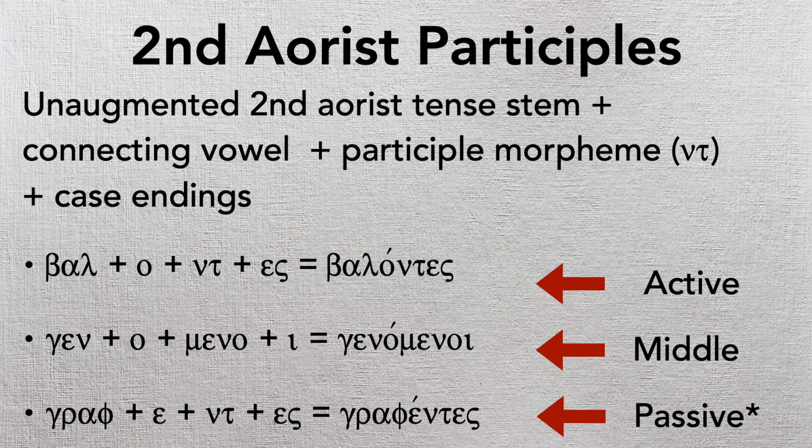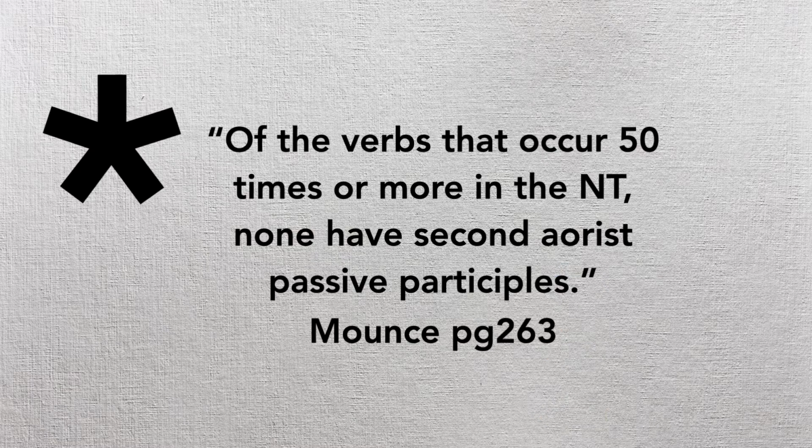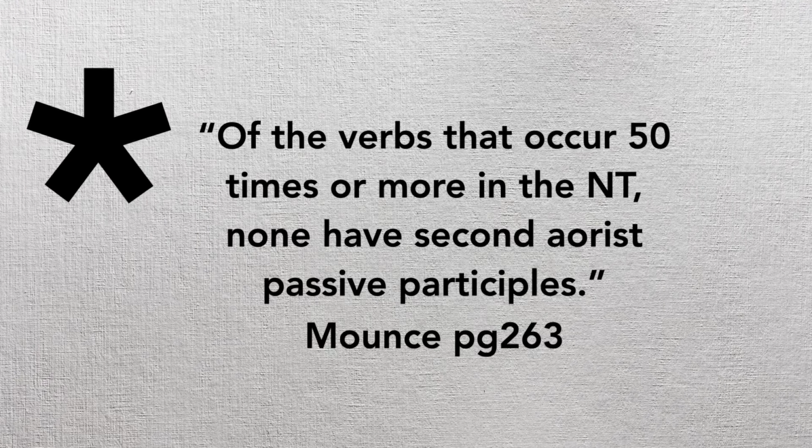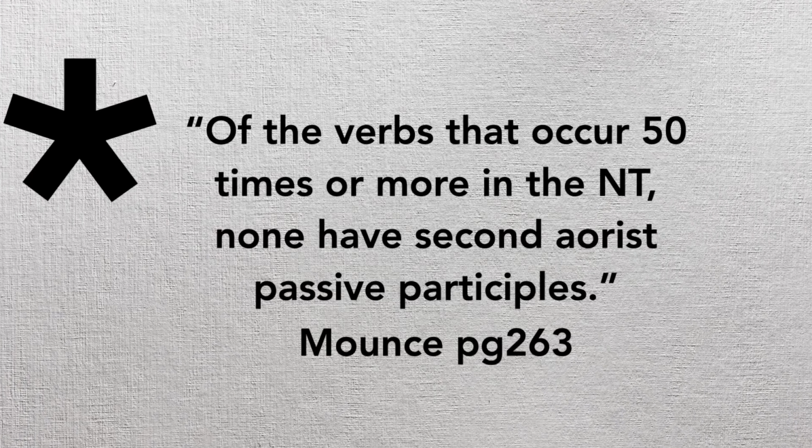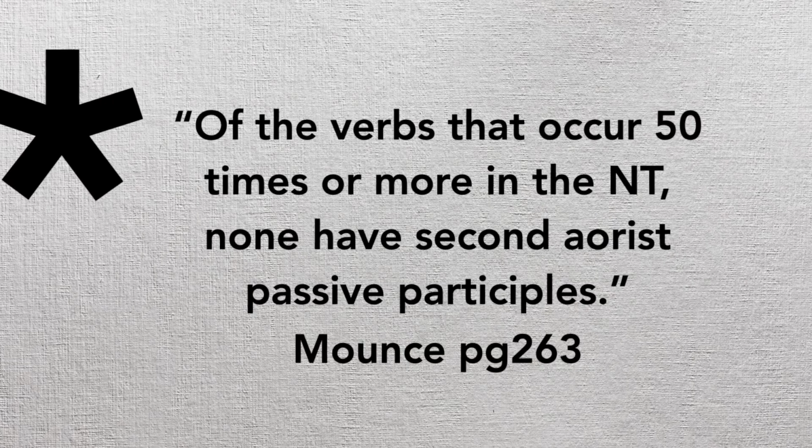So here's what the passive looks like. We add these different parts, connecting vowel, participle morpheme, and we get graphentes. That's hard to tell that that's passive, but notice the asterisk there. Of the verbs that occur 50 times or more in the New Testament, none of them have second aorist passive participles, okay? So that's something to note, that of the verbs that you know already and the verbs you're going to learn through the first two modules of Biblical Greek Made Easy, none of them have second aorist passive participles, okay? So we show you that one that's a little bit goofy and hard to identify, but they just don't show up very much in the New Testament, okay? So don't stress about that.